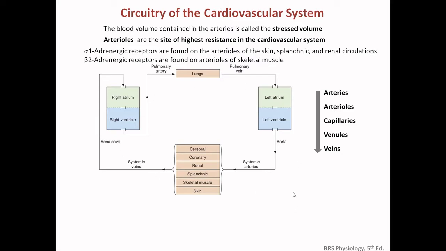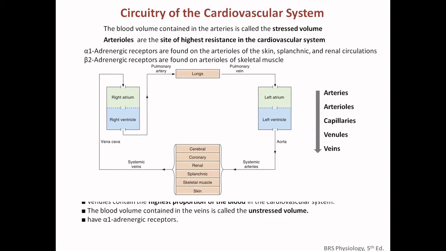Okay, this is the circuit and these are the blood vessel names. The blood present in the arteries is called the stress volume because they are in stress. Arterioles are the site of the highest resistance in the cardiovascular system. In the arterioles, the receptors are the alpha-1 adrenergic receptors, found in the skin, splanchnic and renal circulation, and the beta-2 adrenergic receptors, found in the arterioles of the skeletal muscles.